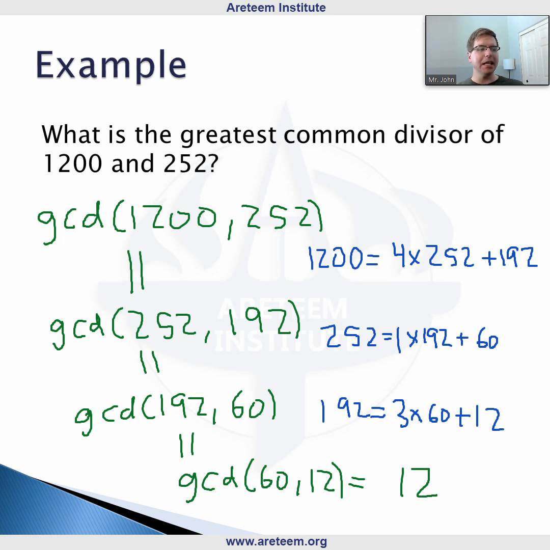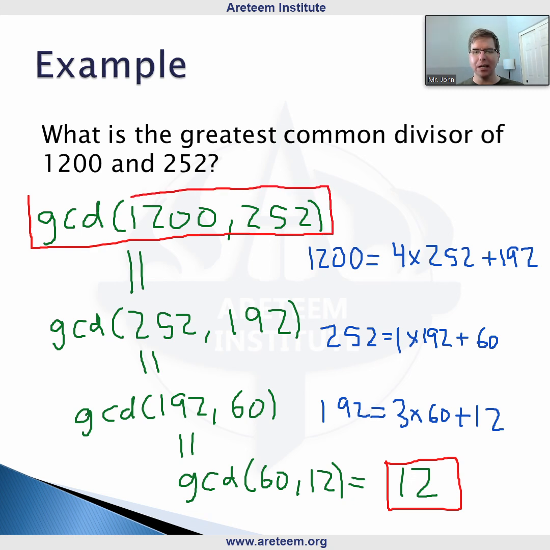And the key of the method is that this is actually the same as the original GCD, right? The Euclidean algorithm says, okay, we just keep taking quotients and remainders and get the numbers smaller and smaller, and at the end, those GCDs are equivalent. So the GCD of 1200 and 252 is just 12.